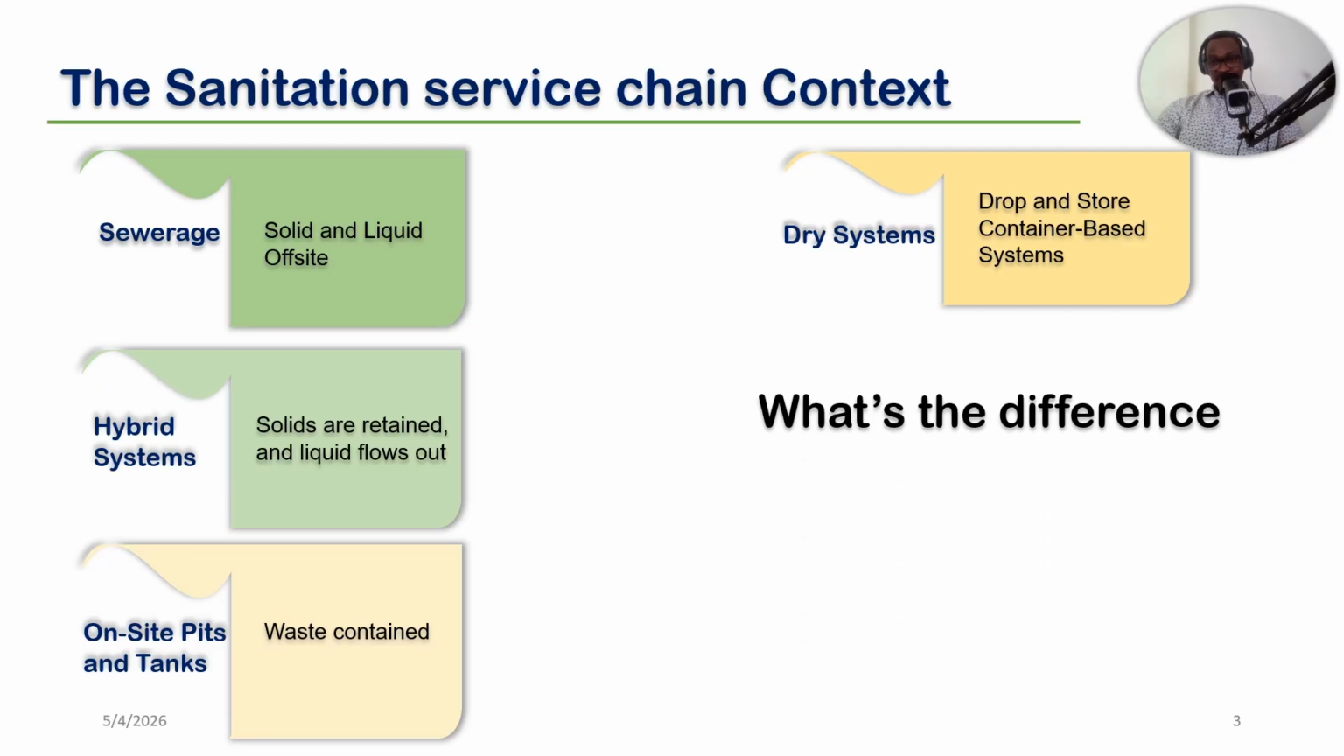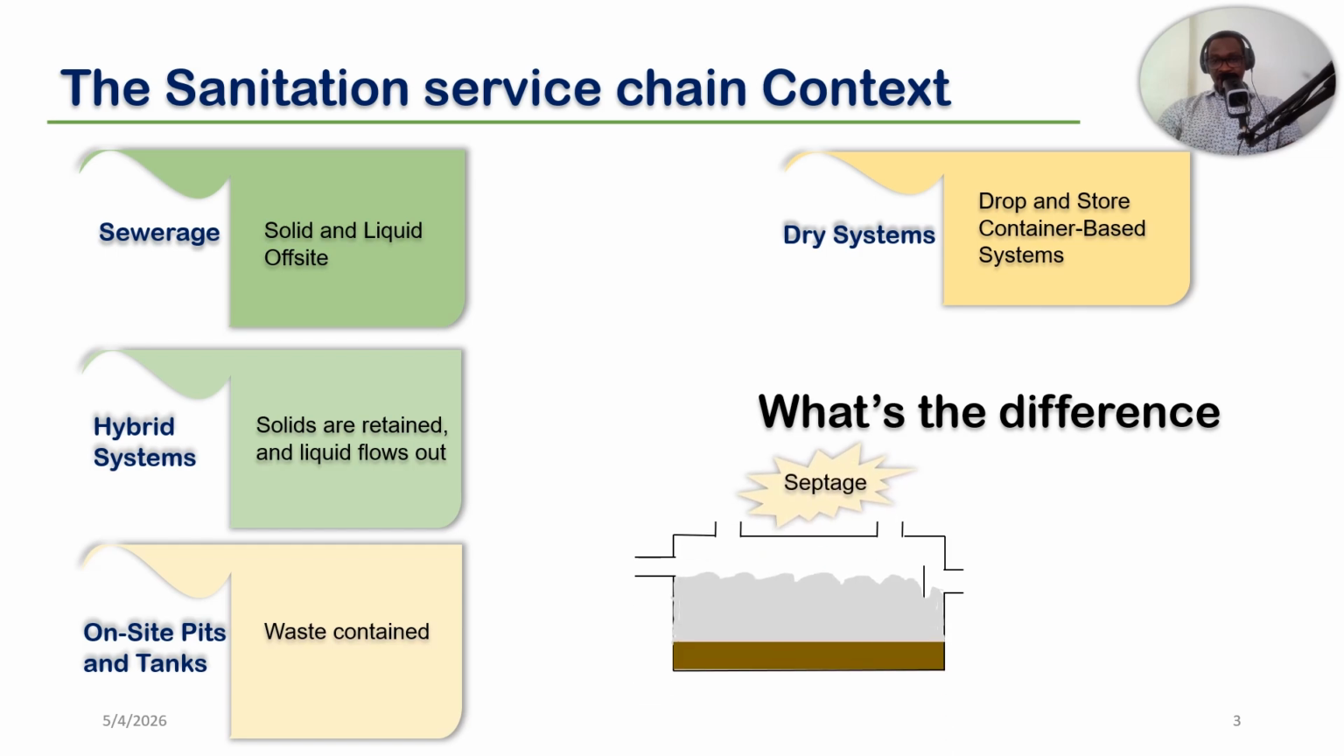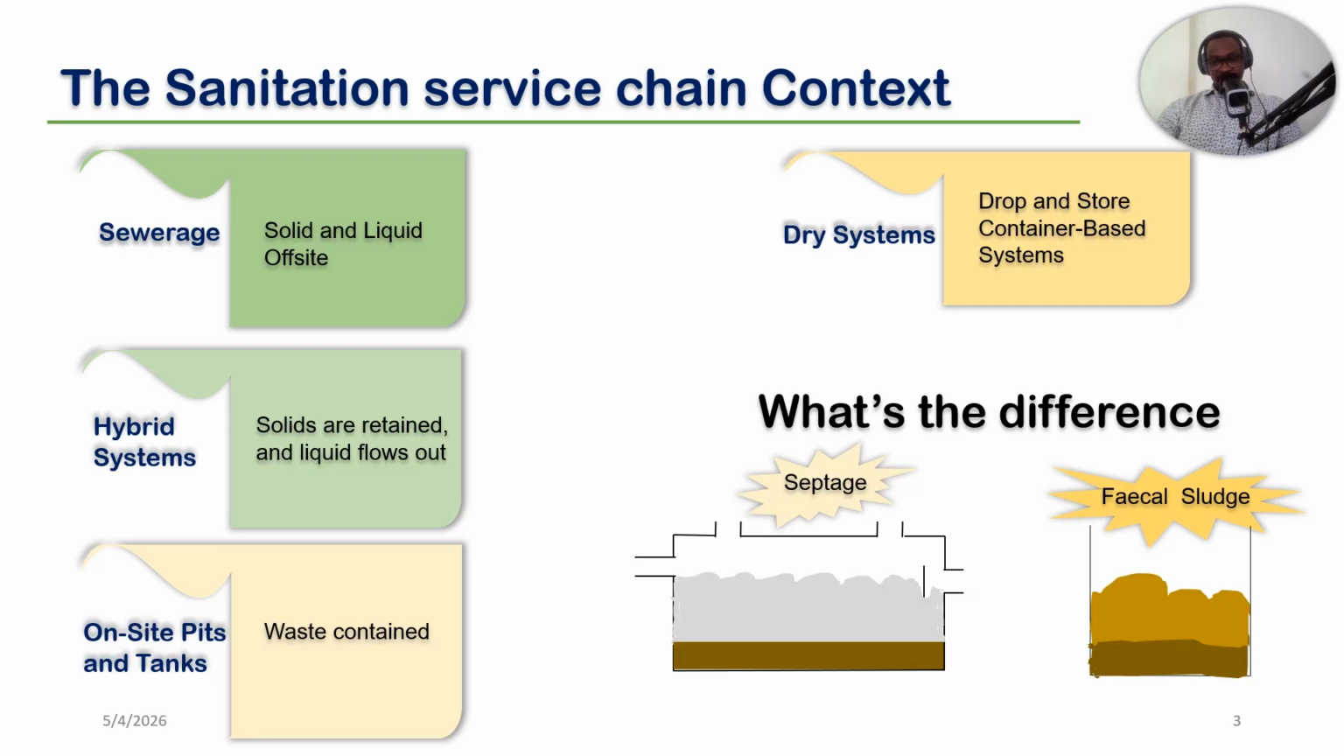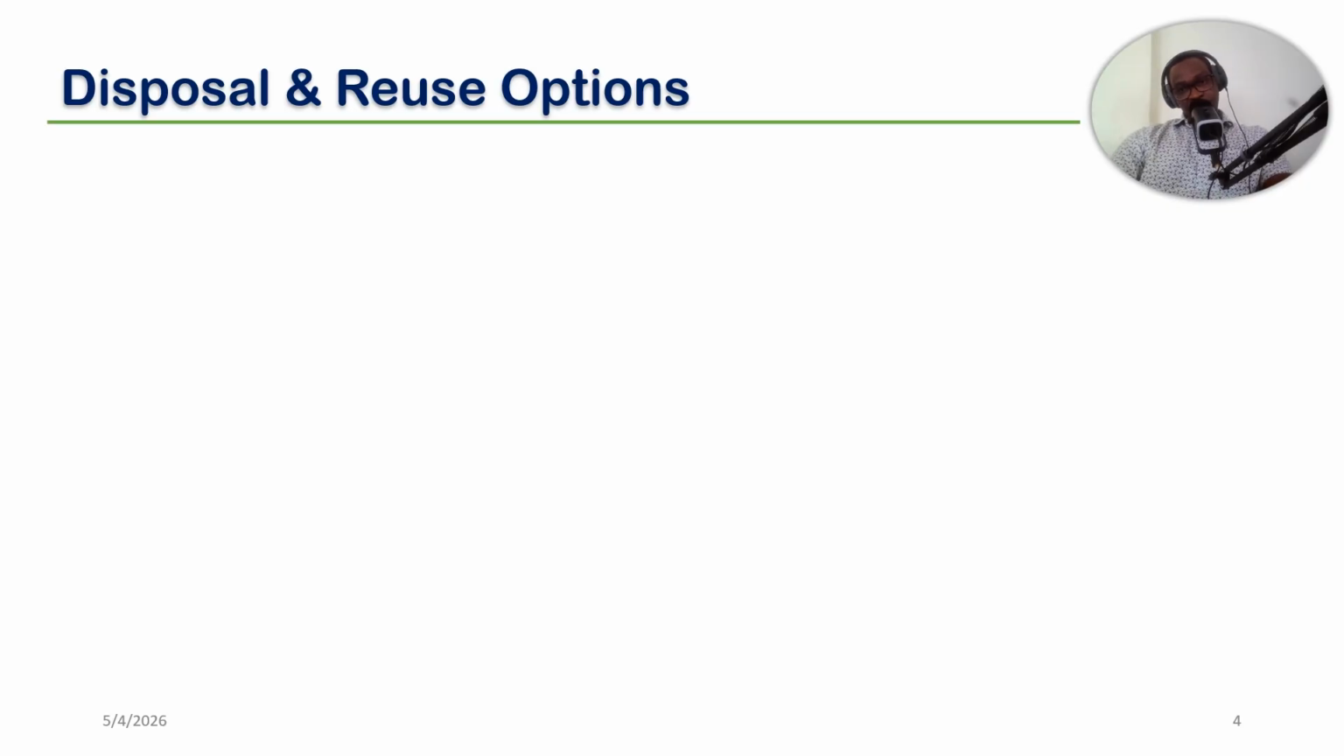So let's look at what makes the difference between septage and fecal sludge. Septage is what comes from the septic tank, and then fecal sludge is what comes from the pit. The difference is mainly the moisture content. Whereas septage has a high moisture content and there's also partial treatment anaerobically, fecal sludge, usually depending on the type of toilet, may drain out most of the moisture if it's unlined. Whereas for those that are lined, you may have a high moisture content as well. Now that drives us to disposal and reuse options.